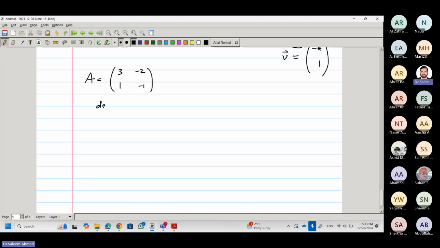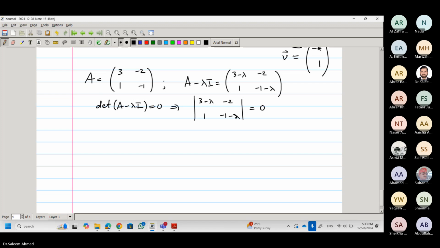Right? So first of all, write A minus lambda I. A minus lambda I means subtract lambda from the diagonal. Off diagonal do not change. Right? So that is your lambda. Now I will find the determinant of A minus lambda I and put it equal to 0. So it means the determinant of 3 minus lambda, minus 2, 1, minus 1 minus lambda, equal to 0. So now if you take the determinant, you have to multiply this and subtract that.